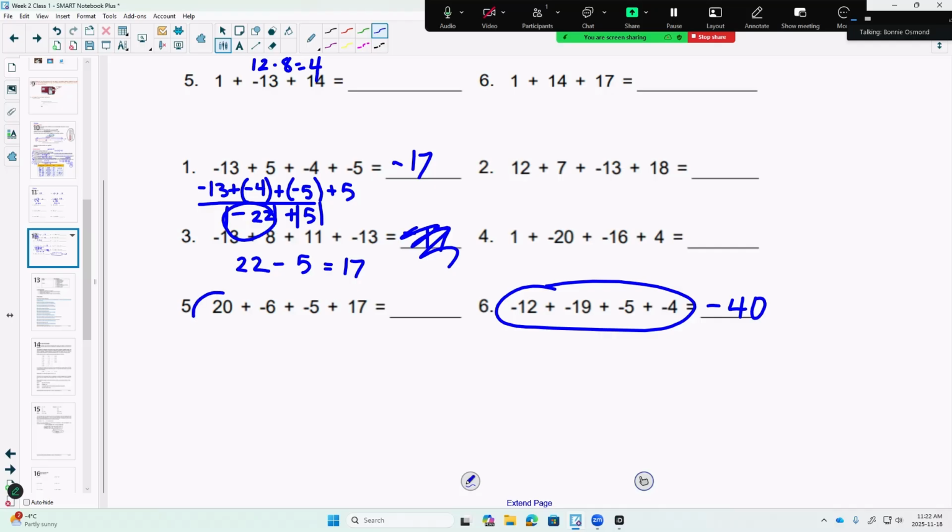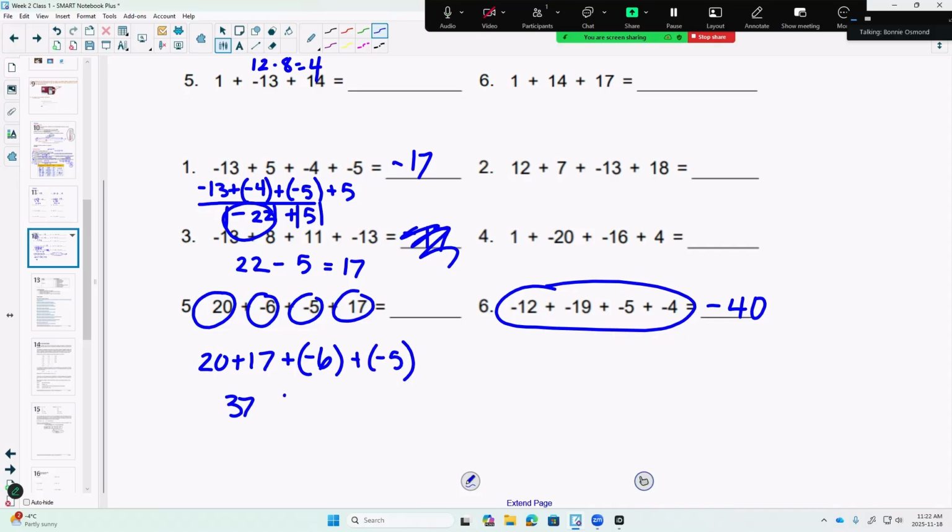Number 5, we've got a positive, a negative, a negative, and a positive. So I'm going to do 20 plus 17 plus negative 6 plus negative 5. Okay, 20 plus 17 is 37, plus negative 6 plus negative 5 is negative 11, and then 37 plus negative 11, 37 is bigger. It's going to be a positive answer, and then 37 take away 11 gives me 26.